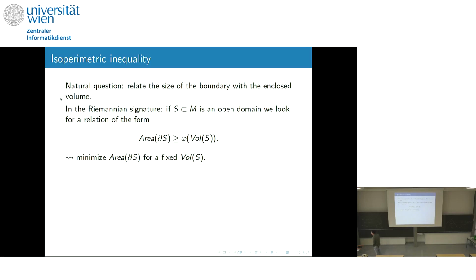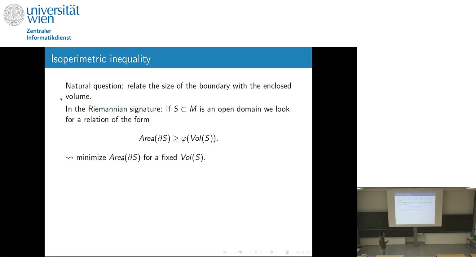So the natural question of the isoperimetric inequality is to relate the size of the boundary of a certain domain with the volume that it encloses. The idea is that if you bound a certain amount of volume, the size of your perimeter cannot be too small. So if S is an open domain, the relation says that the area should be larger than a certain function of the volume of the region that you are enclosing. And so the isoperimetric problem reduces to understanding the optimal way of enclosing a certain amount of volume in terms of the boundary.